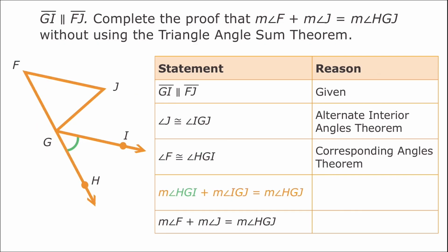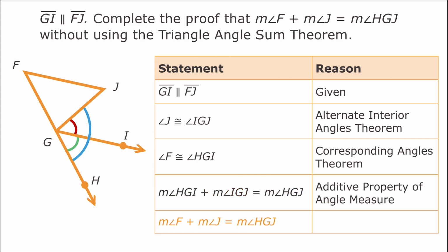The next statement says that the measure of angle HGI plus the measure of angle IGJ equals the measure of angle HGJ. Well, looking at our diagram, we see that angle HGI and IGJ together form angle HGJ. So we know this statement is true because of the additive property of angle measure. We're down to our final statement, but where did this come from? Let's look at that same equation from the previous line. We've shown that angle HGI and angle F are congruent, so we substituted the measure of angle F for the measure of angle HGI in our final statement.